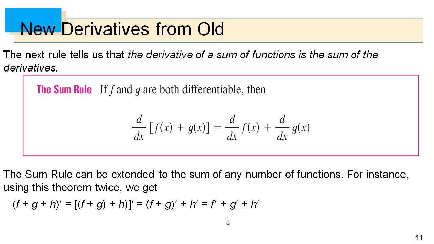So let's move on to the sum rule. If you have these two functions f and g, and they're both differentiable, then the derivative of the sum is the sum of the derivatives, just like how the limit of the sum was the sum of the limits. It comes from the same idea. And then of course we can expand that to 3 and 4 and 5 and as many functions as we want.